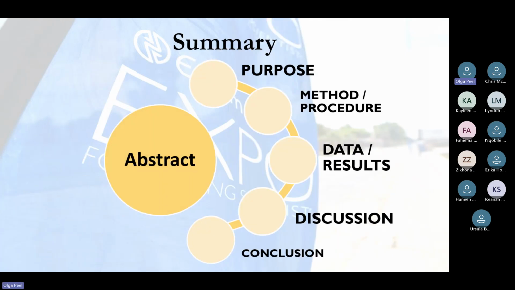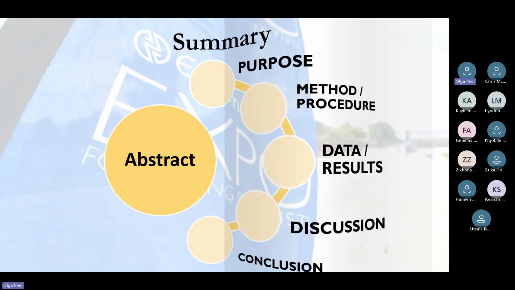Let's have a look. These are the subheadings: the purpose of your project, the method or procedure, the key, most important results, the ones you want the judges to take note of, the discussion and the conclusion. So all the subheadings and the content make 250 words, and there is a template for it. Please use the Expo templates.